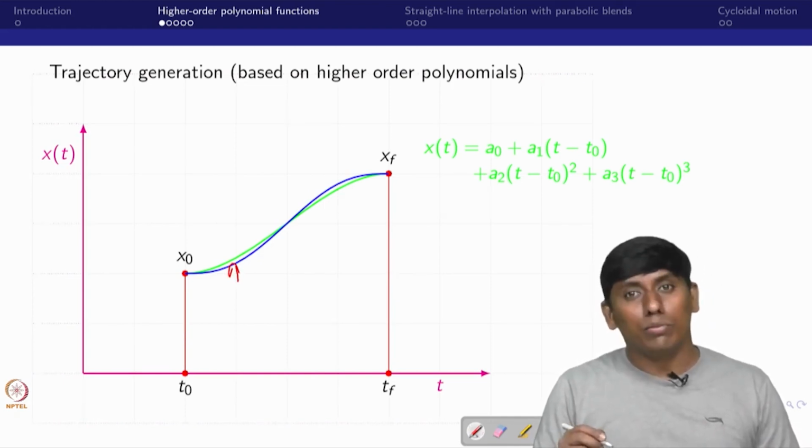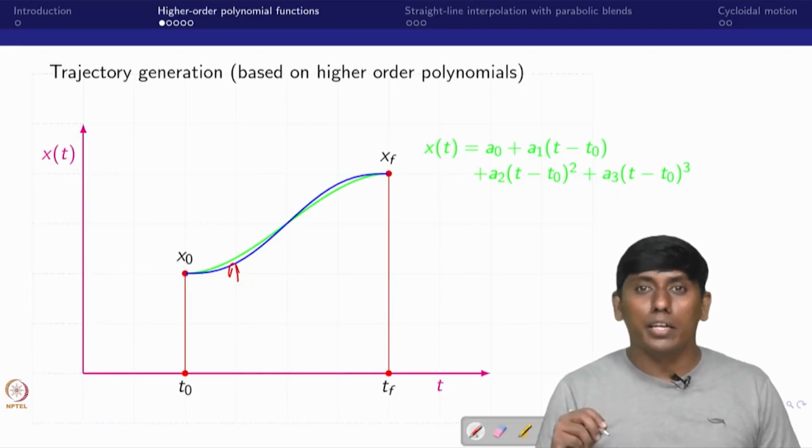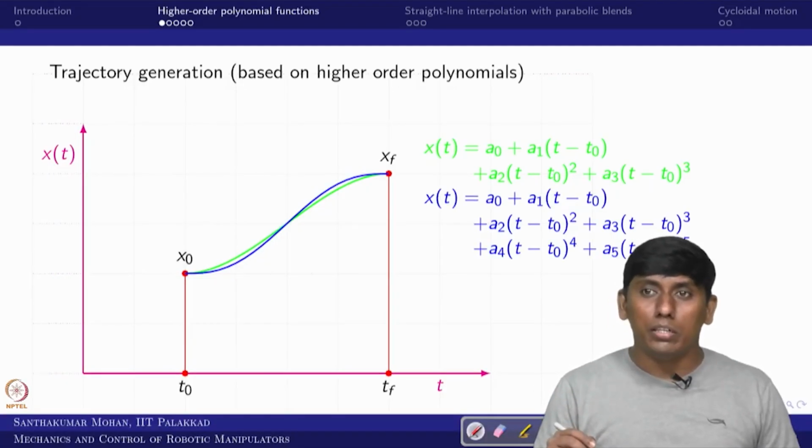In fact, we can start with even the initial and final acceleration as 0, and initial and final velocity also 0, and that will give a very smooth curve. The coefficients are also very simple. Okay, but right now we will see what the equations would be.